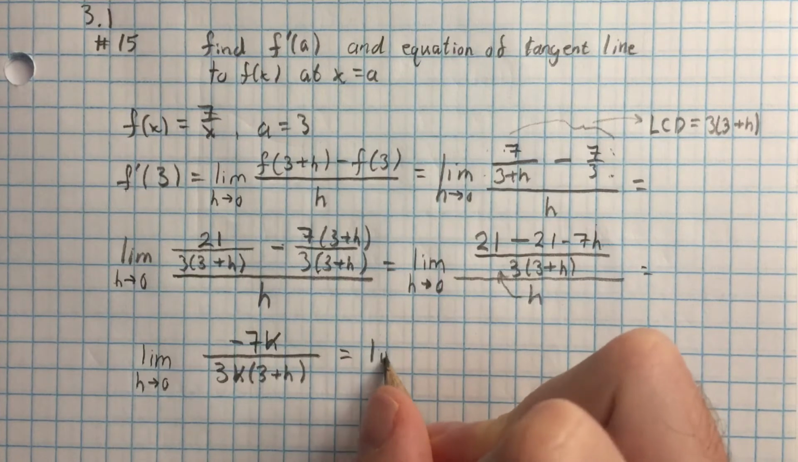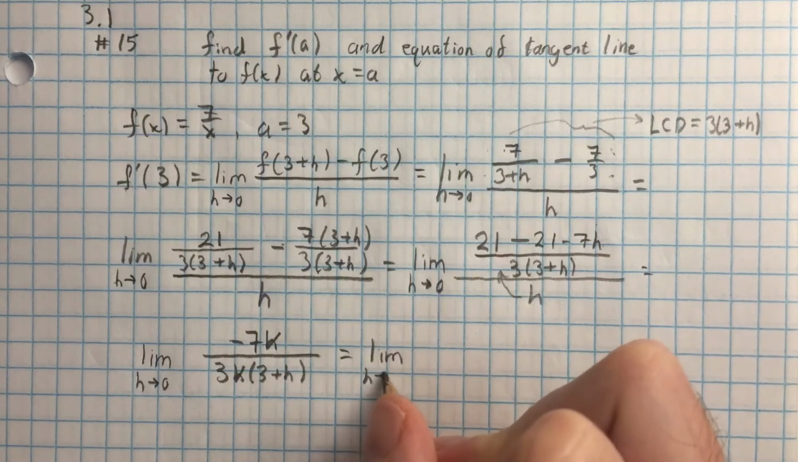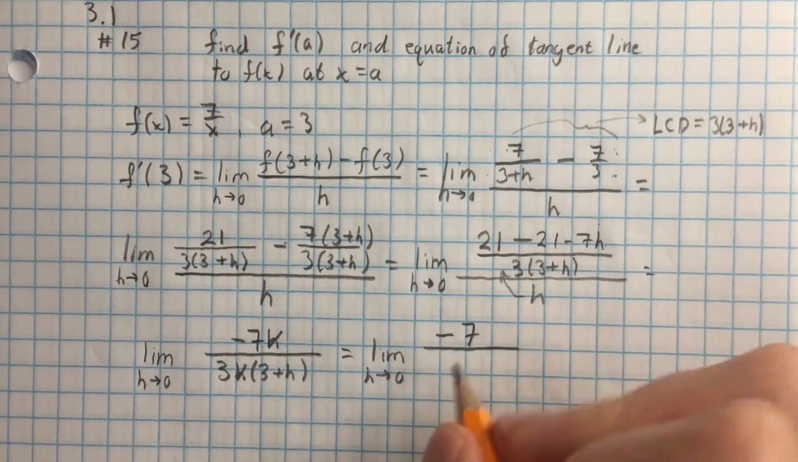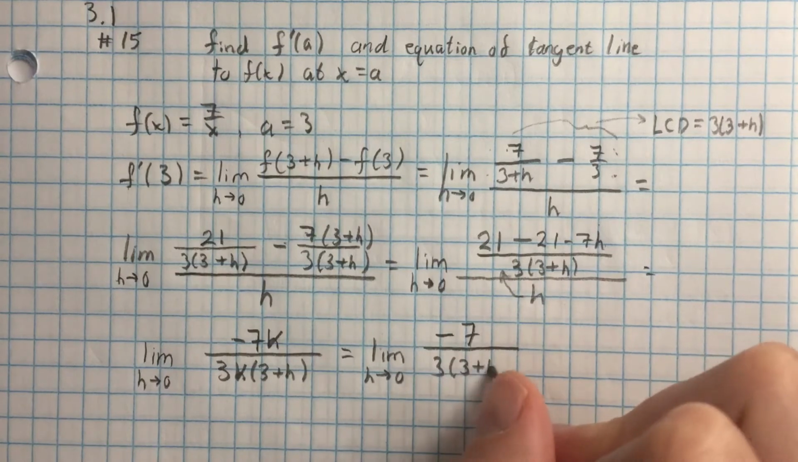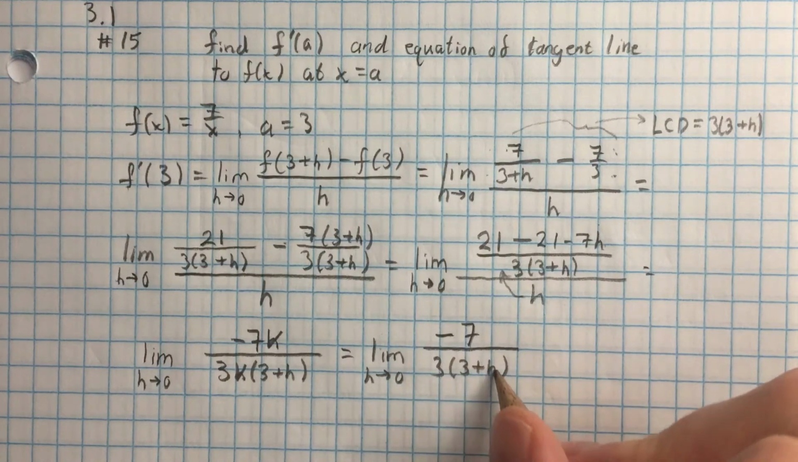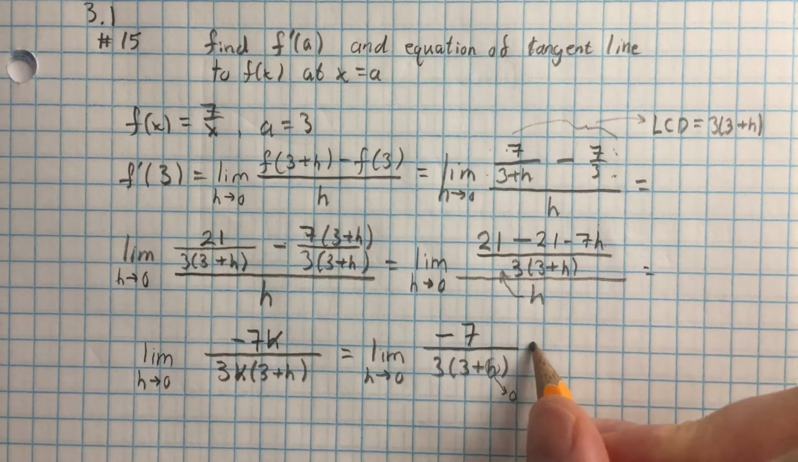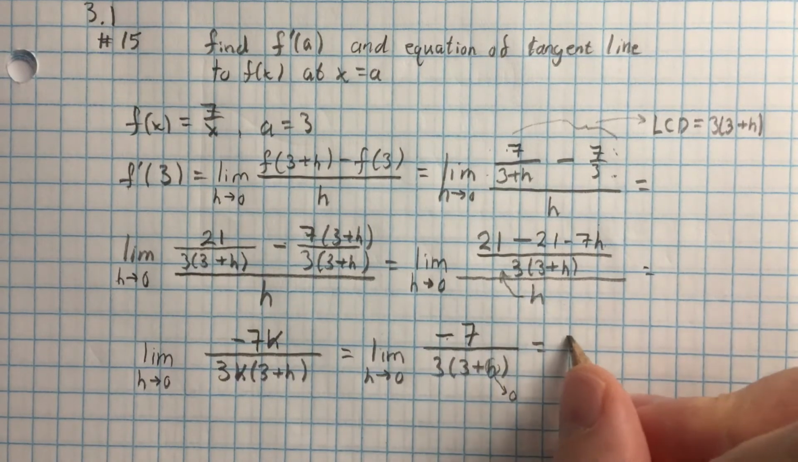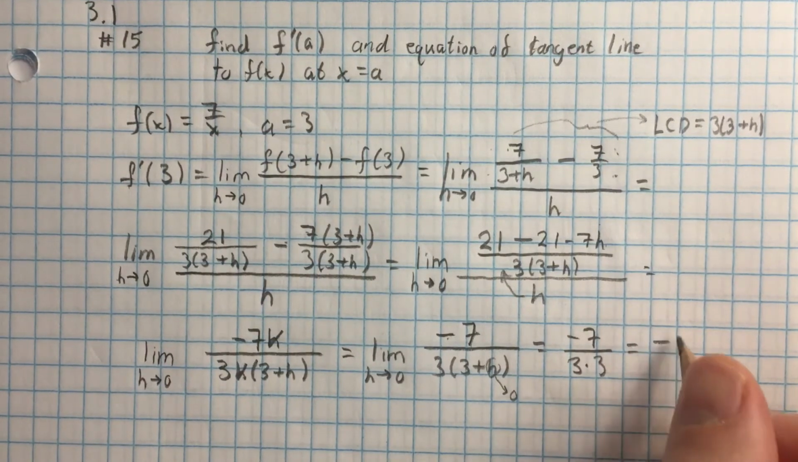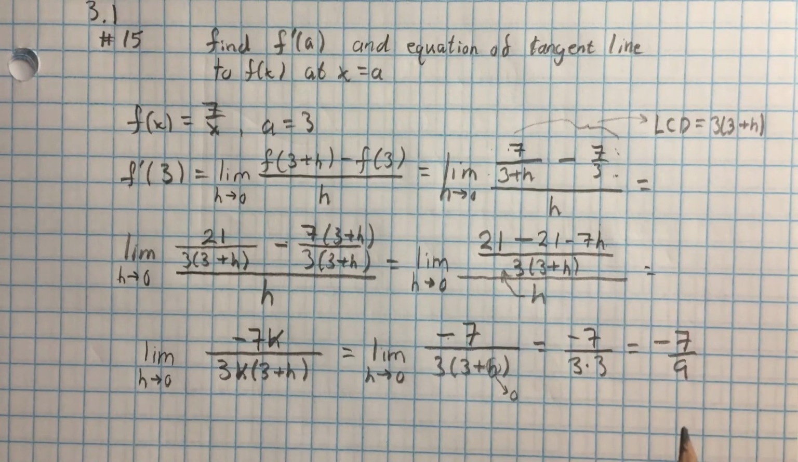And we should now be allowed to evaluate. Always check it first just to make sure, but we should be allowed to evaluate with direct substitution. And yes, it's true. The bottom is no longer heading towards 0, so direct substitution works just fine, and as h goes to 0, clearly we'll have negative 7 over just 3 times 3. So negative 7/9. There is the slope of our tangent line. There's the derivative of this function at 3.